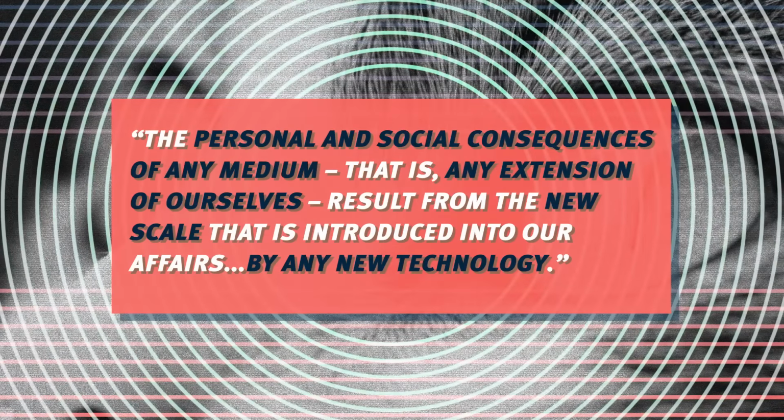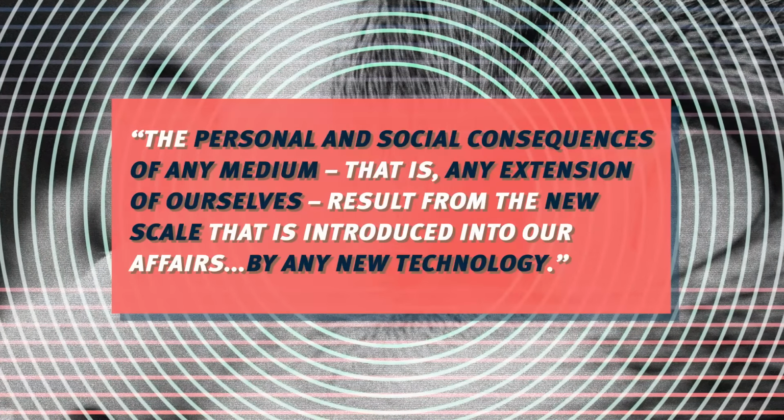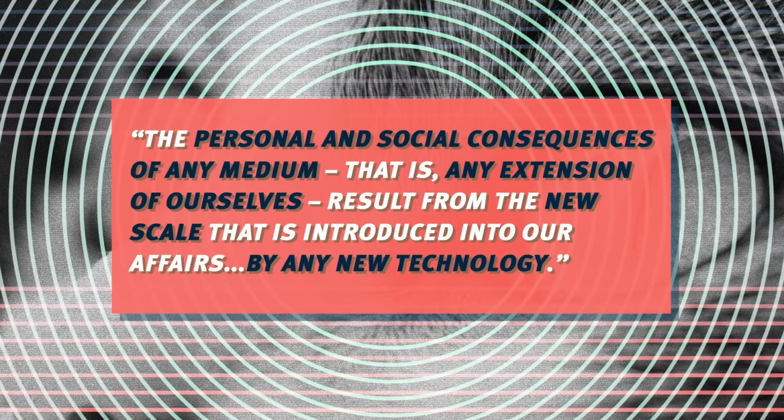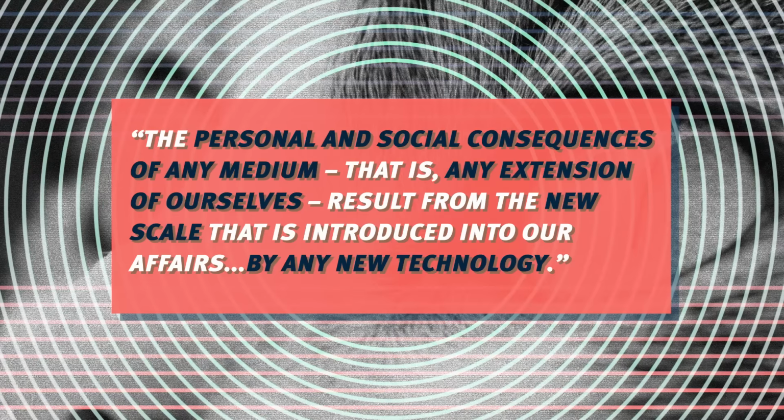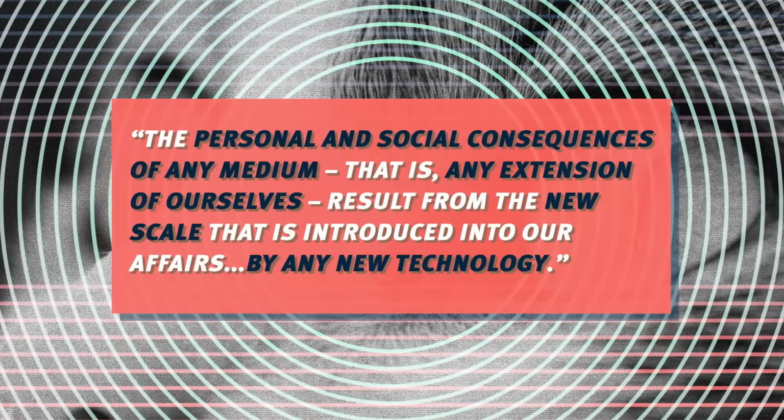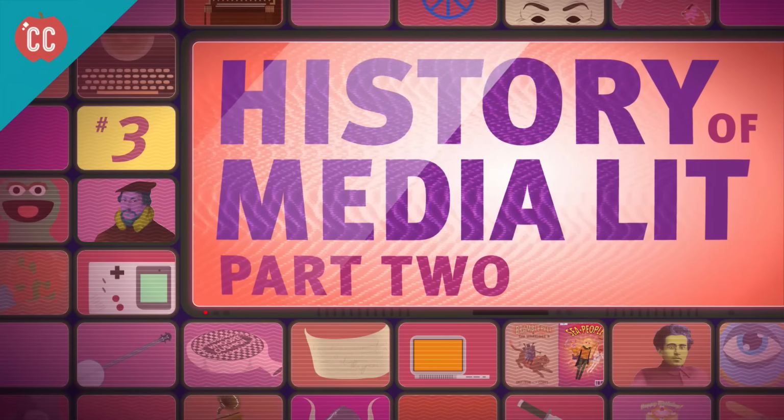He wanted media scholars to study the methods of content delivery in addition to the content itself. McLuhan wrote, "The personal and social consequences of any medium, that is, any extension of ourselves, result from the new scale that is introduced into our affairs by any new technology." The gist of this theory is that any new medium changes how we think. The important part of a message isn't what it's saying, it's how its delivery changes our relationship to the outside world. Let's head to the thought bubble to break that down.